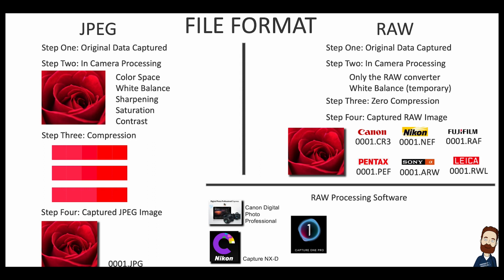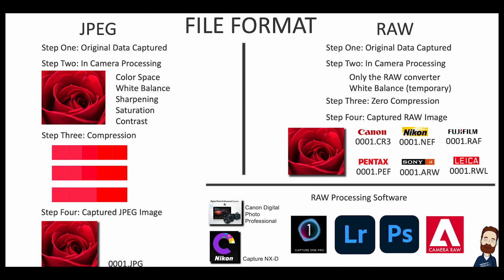Capture One Pro is a really popular industry-used software, especially in commercial photography, product photography, that kind of thing. Lightroom has a RAW processing engine in it, so it can accept RAW files. Photoshop can accept RAW files. And again, with Lightroom and Photoshop, you get Adobe Camera Raw, which can also access and process RAW files.